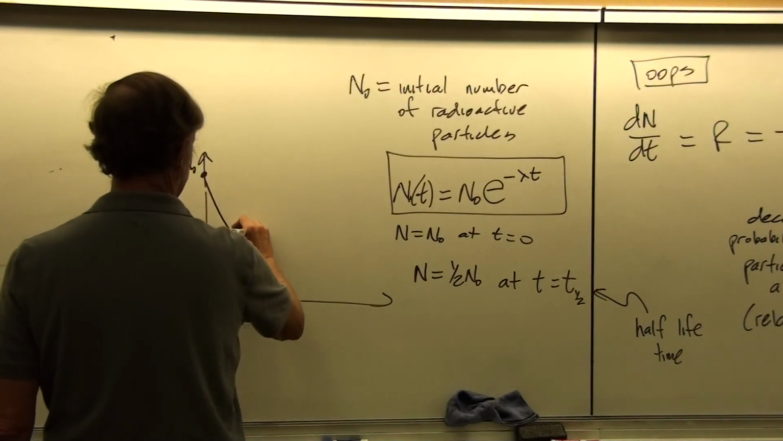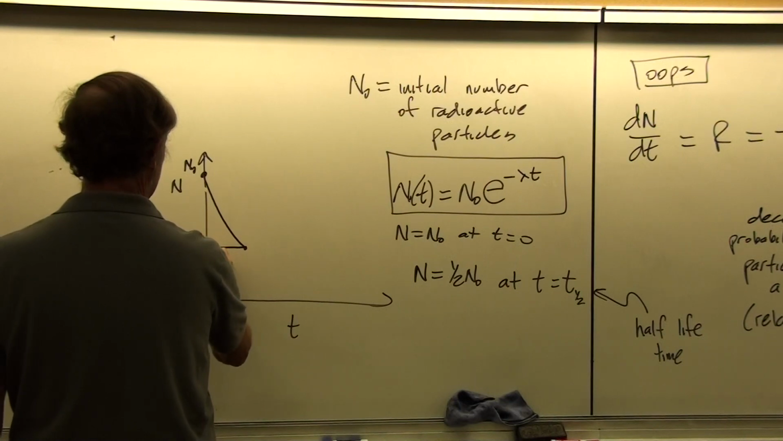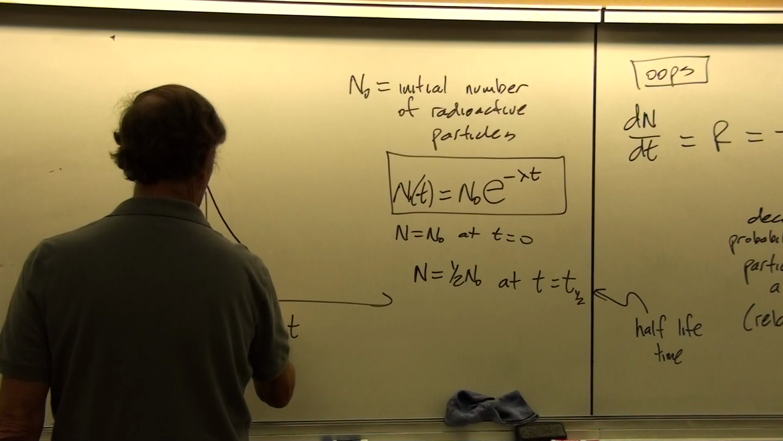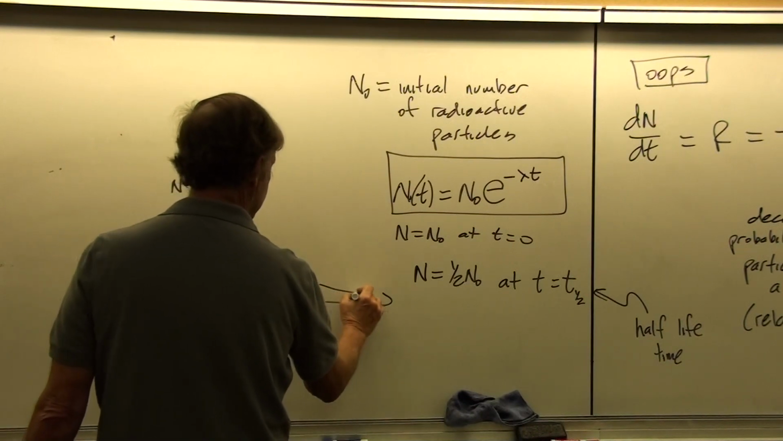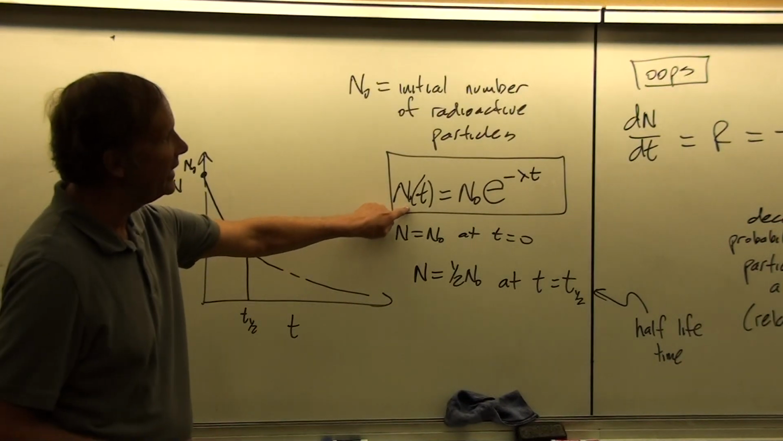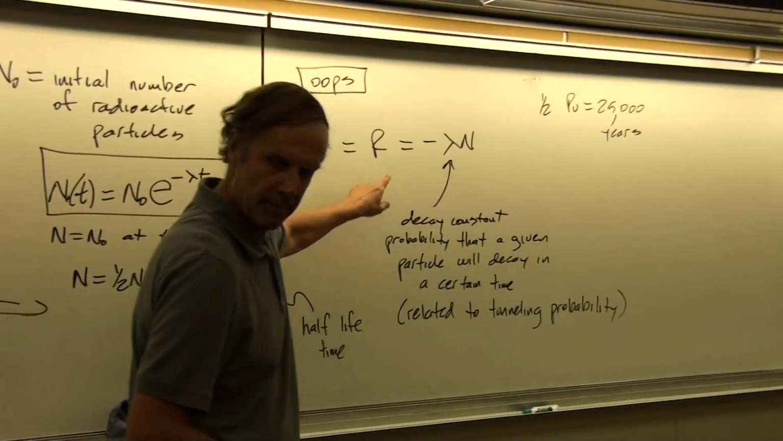Okay, so when we get down to this point, we're at 1/2 N naught. Then this value here is going to be t 1/2. And that's going to continue to drop off as an exponential decay function. Now, why is it an exponential decay function? Well, that comes straight back from this relationship here.